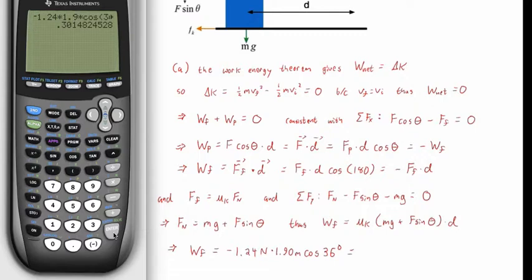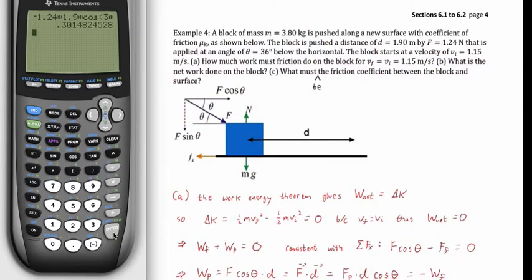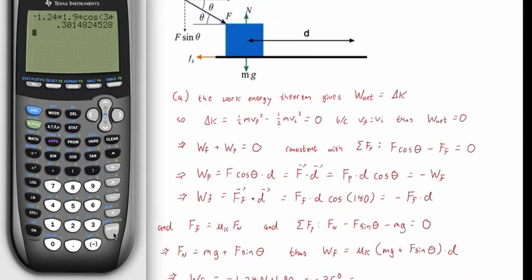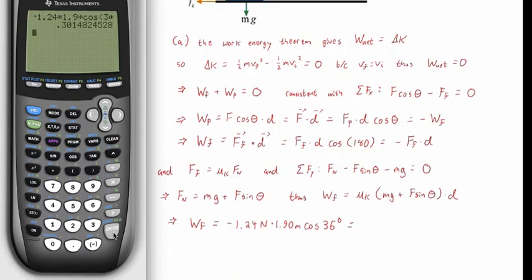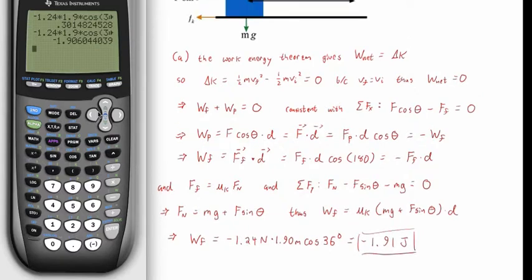So it looks like we get under a joule. Does that make sense? Yeah, I mean, we only have 1.24 newtons of pushing force. Okay, let's make sure that I'm in the right mode. Nope, that's the issue. That's why the number was too small. Okay, so let's go back and recalculate this. Okay, so negative 1.91 joules. Okay, excellent. So that's the work done by friction.